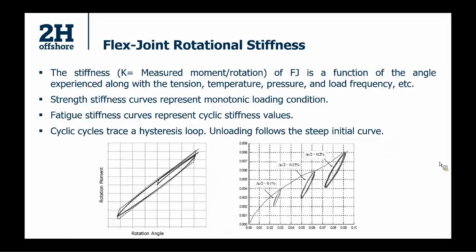Due to the elastomer in the flex element, based on the testing results, the stiffness curve under cyclic loading traces a hysteresis loop, which means the unloading path follows a different path from the initial loading path. So the unloading path usually follows the steep initial curve. The unloading and the reloading will form this loop shape. The two plots on the bottom of this slide show the testing results under cyclic loading. So the hysteresis behavior is very clear, as you can see on this slide.